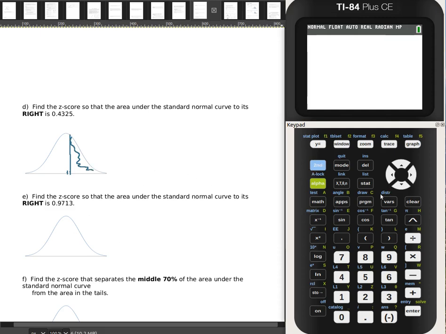So let's go back to inverse normal. Let's find this area to be 0.4325. We're still dealing with standard one. This time the tail is on the right, so we'll just choose that one. And then, yep, see, it's a pretty small z-score. It's just 0.17 standard deviations to the right of the mean. So that z is going to be 0.17.